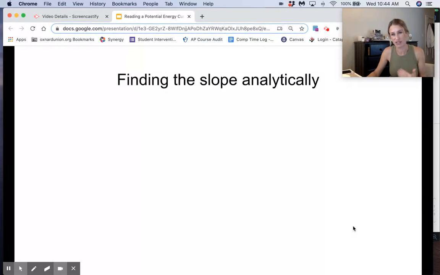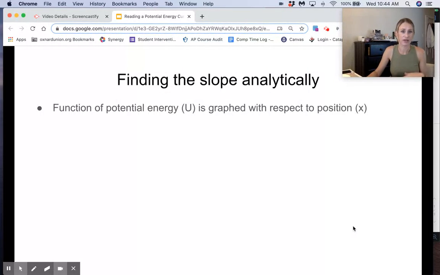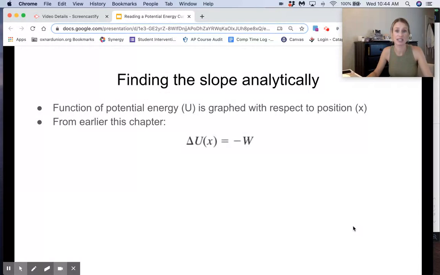So we're going to get something from the slope here. And we know, again, we're graphing the function of potential energy with respect to position, x. From earlier in this chapter, we know that the change in potential energy as a function of position is equal to the negative work done on the object. If we remember that work is equal to force times displacement times the cosine of theta, we get that the change in potential energy is equal to negative force multiplied by displacement.